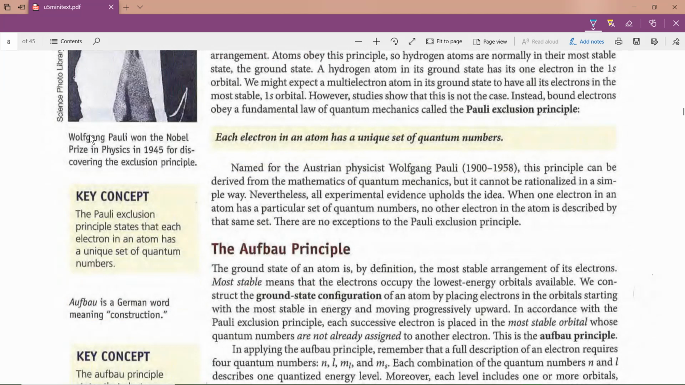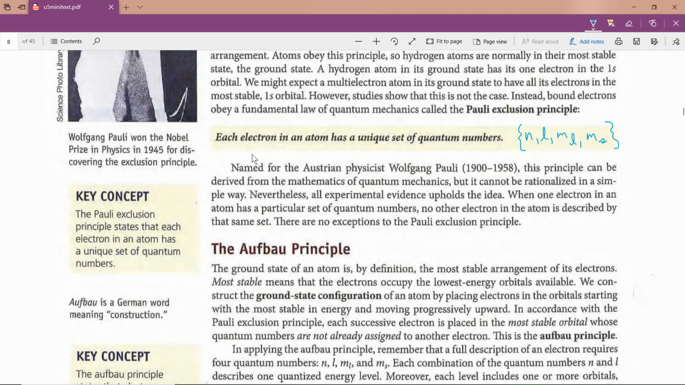Pauli mentioned the idea that an electron in an atom has a unique set of quantum numbers. No two electrons in an atom can have the same set of the quantum numbers n, l, m sub l, and m sub s. So each electron in an atom has a unique set of quantum numbers n, l, m sub l, and m sub s.